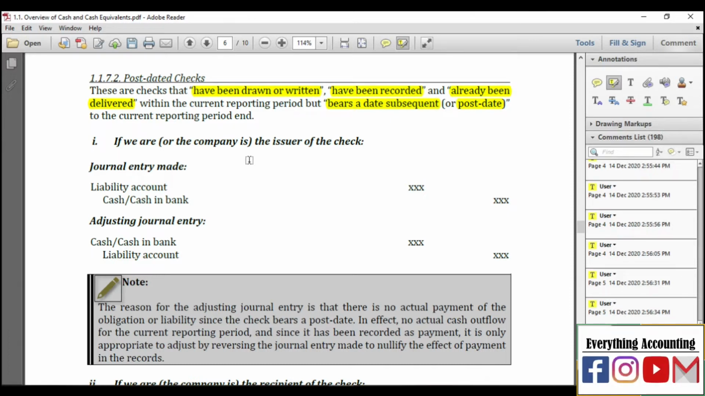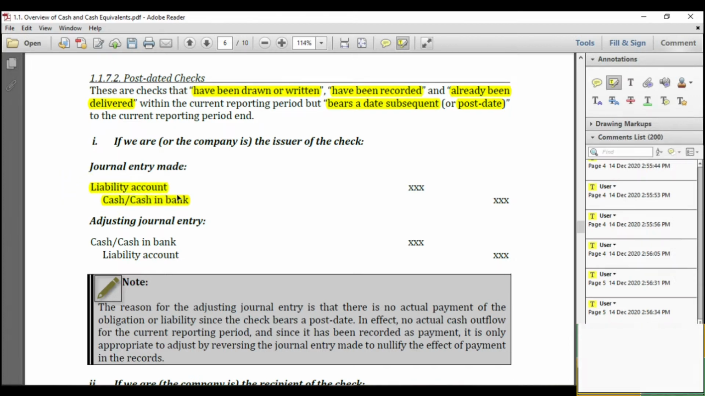Kaya nga pino-post date. Parang the same lang yung journal entry made natin dyan. Okay? Nagde-debit tayo ng liability, nagka-credit tayo ng cash. Kaso nga lang, again, kahit na-deliver yan, since hindi yan in cash because of being post-dated, we have to make corrections out of this adjusting entry made. So, magkakaroon tayo ng adjusting entry, parang similar yung gagawin natin just to reverse, the suggested measure to nullify the effect of payment.